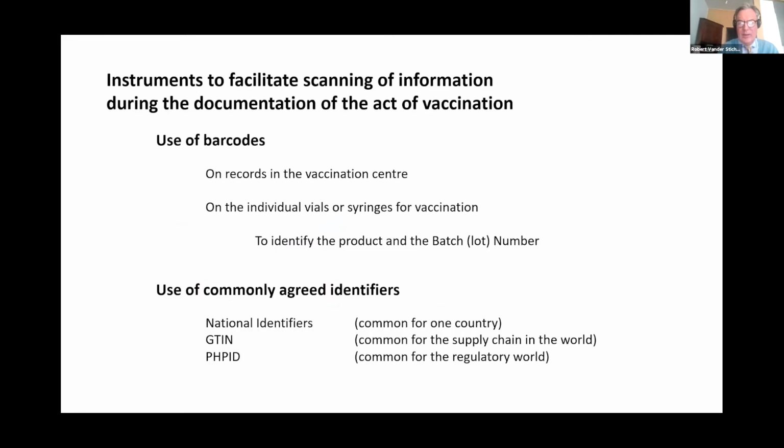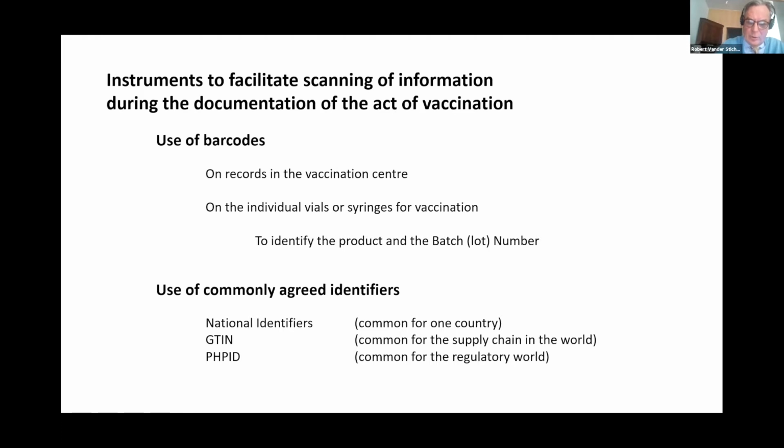So that becomes then instruments to facilitate the scanning of the information during the documentation act of the vaccination. And therefore, we use barcodes on the records in the vaccination center, but also on the individual vials and the syringe for vaccinations, so that we can easily identify the product and the batch or lot number, which should be conveyed by scanning and not by transcribing a string of figures in a manual way.